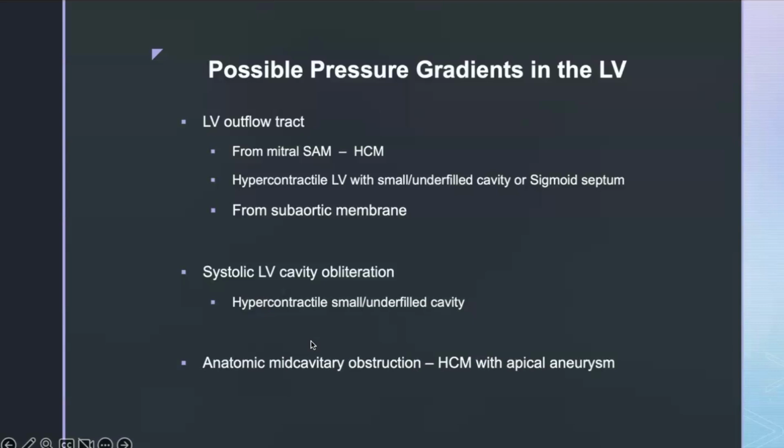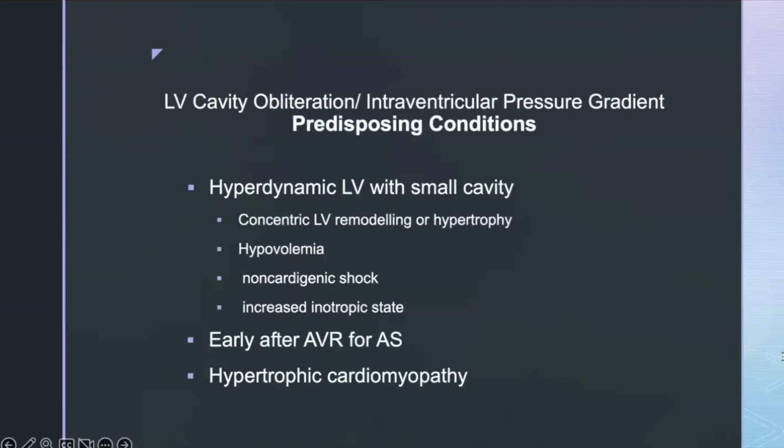So notice that I use the term obstruction for something that's more pathologic and obliteration for something that is not pathologic. And that's to differentiate that one has more clinical relevance and one is more an incidental finding. And we'll go through and discuss why that's the case.